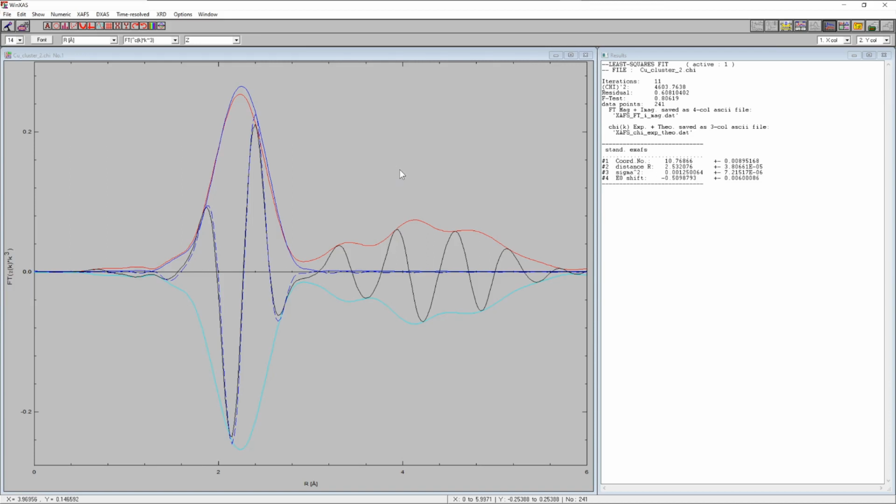So this is it for this tutorial. Next tutorial will be about using theoretical amplitudes and phases and performing the EXAFS refinement not only to the first shell, but also to higher shells in the radial distribution function.